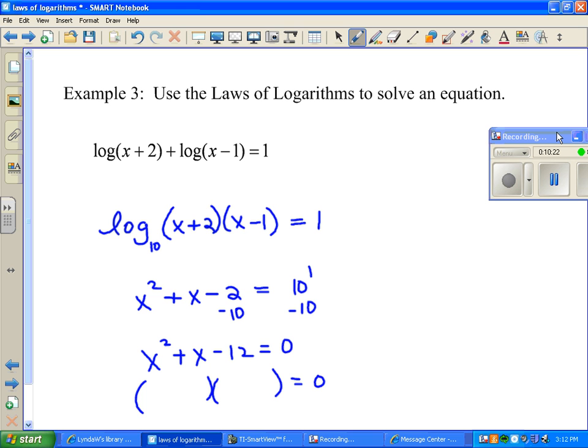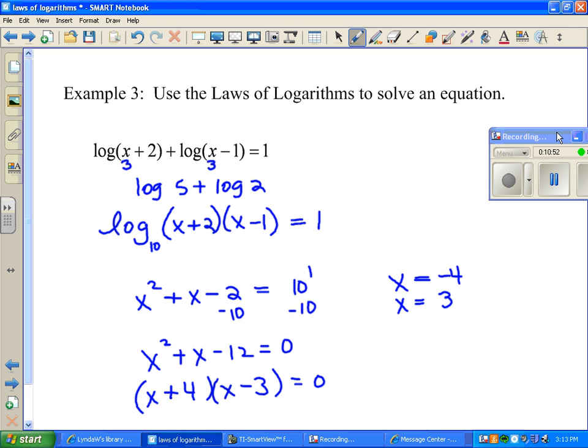I have to think, what multiplies to make negative 12 that adds to be 1? I'm going to go with plus 4 minus 3. Okay, which means the solutions are negative 4 and positive 3. Now be careful. If we go back to the original problem, if you put a 3 in here, you're going to get the log of 5 plus the log of 2. If you added those two logarithms together, that would be the same as the log of 5 times 2, which is 10. And the base of 10 shows you that 10 to the first power does in fact make 10. So that one worked.